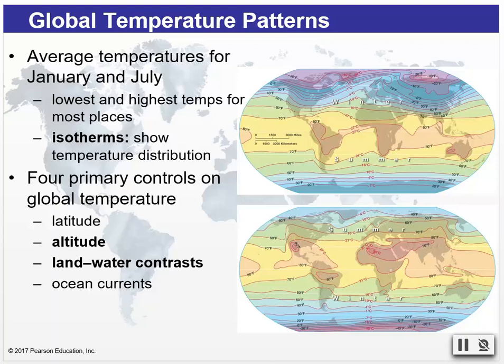There are four primary controls that impact global temperature: latitude, altitude, the land-water contrasts, or the relationships between land and water, as well as ocean currents. For this lab specifically, you're going to be looking at altitude and the land-water contrasts. So let's go ahead and look at that.